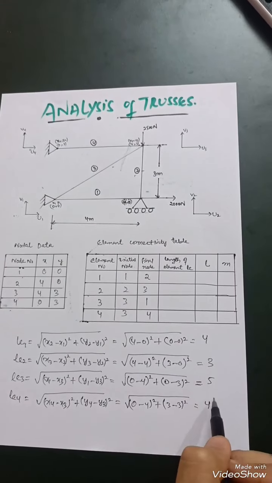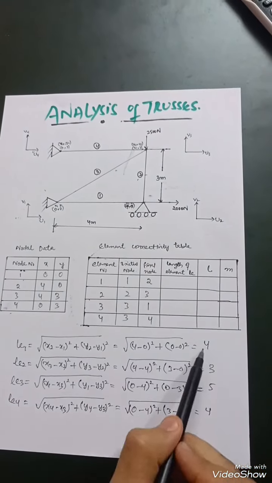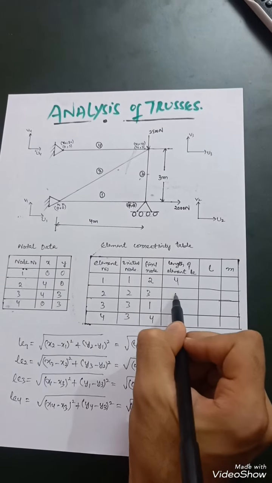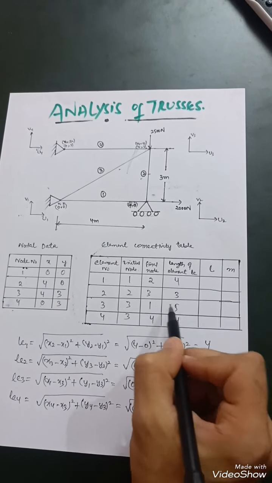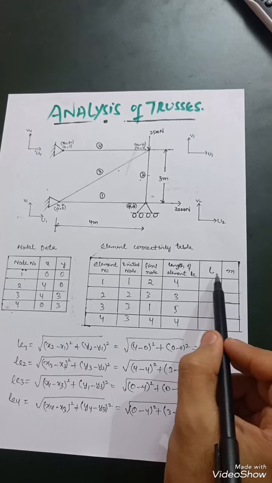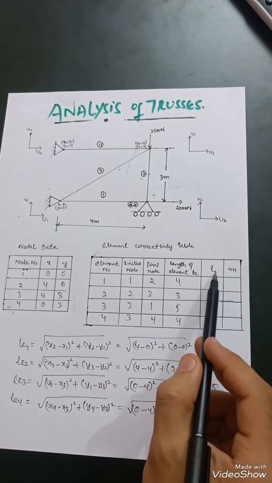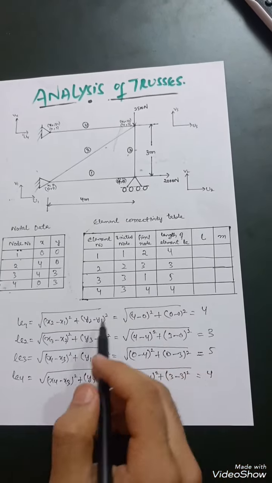So just put these values in this particular table: 4, 3, 5, 4. So this table is over. Now the remaining things are L and M. So how to calculate M? There is another formula for this L.